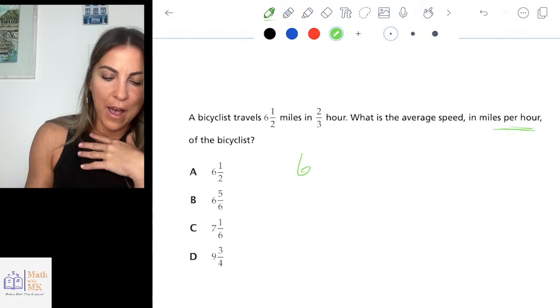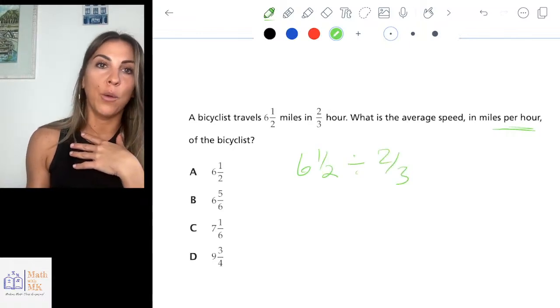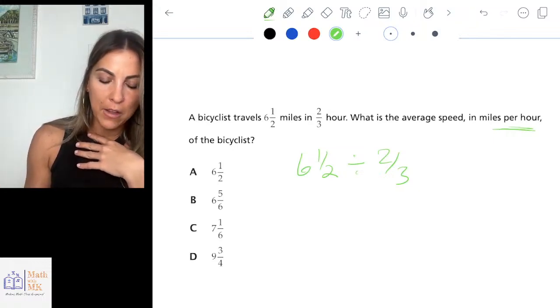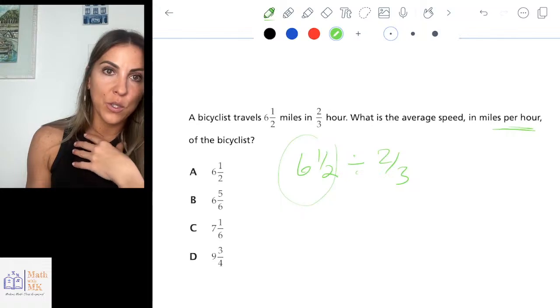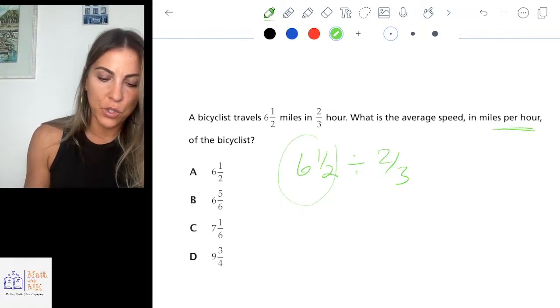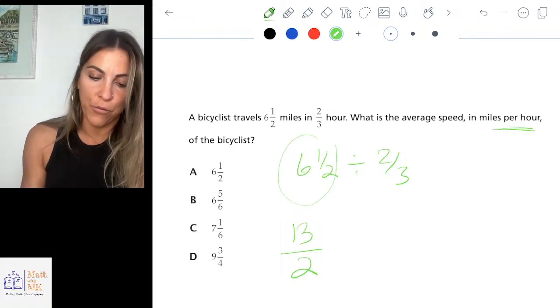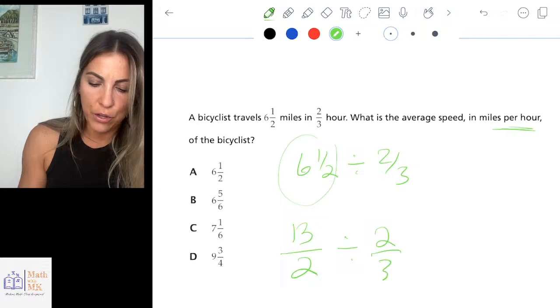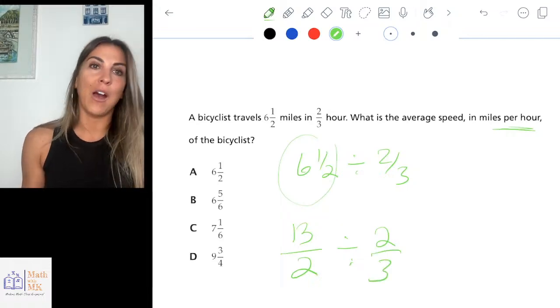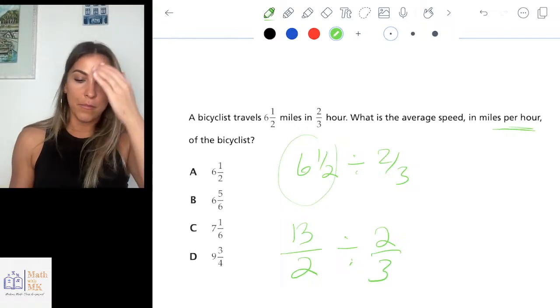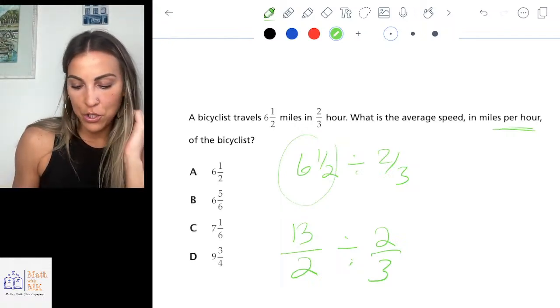So we're going to have to divide that 6.5 by 2/3 to find out how far he would go in 1 hour. Okay, so let's make this mixed number that we have into an improper fraction. 6 times 2 is 12. 12 plus 1 is 13. That means that's the same thing as 13 over 2 as an improper fraction. Divided by 2/3. Now in 7th grade, you guys do have a calculator on your state exam, so you could just throw this in the calculator. But since I don't have one in front of me, I'll show you how to do it by hand.